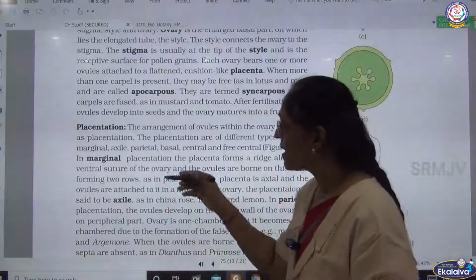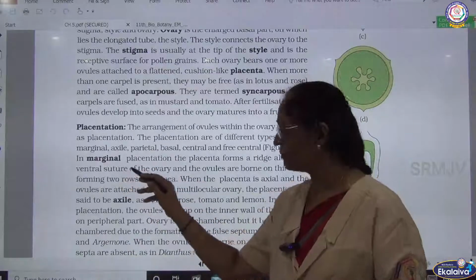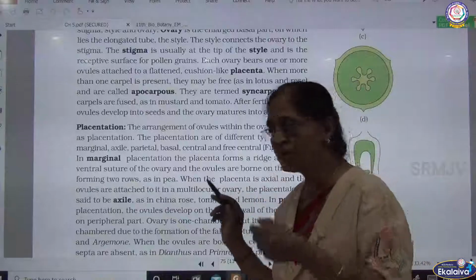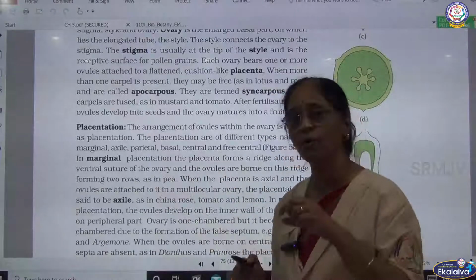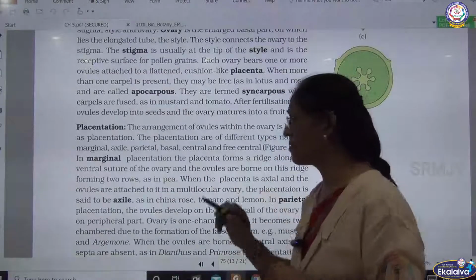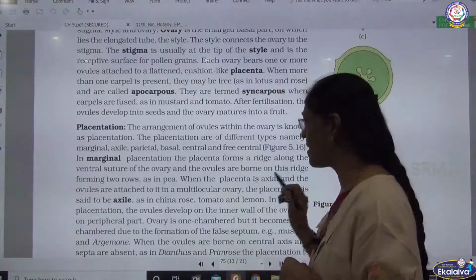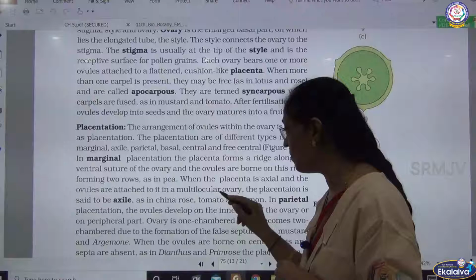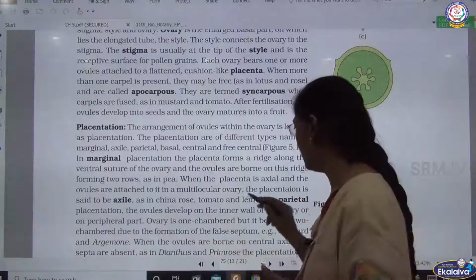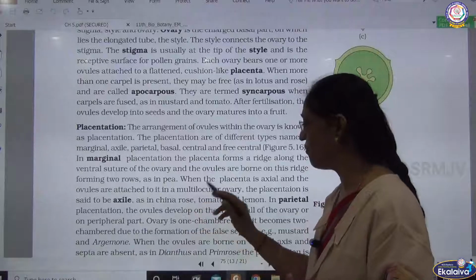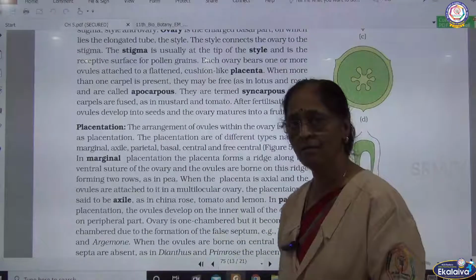Now you can see in marginal placentation, the placenta forms a ridge along the ventral suture of the ovary, and the ovules are borne on this ridge forming two rows, which we can find in peas. And when the placenta is axile and the ovules are attached in a multilocular ovary, then the placentation is said to be axile, which we can find in China rose, tomato and lemon.